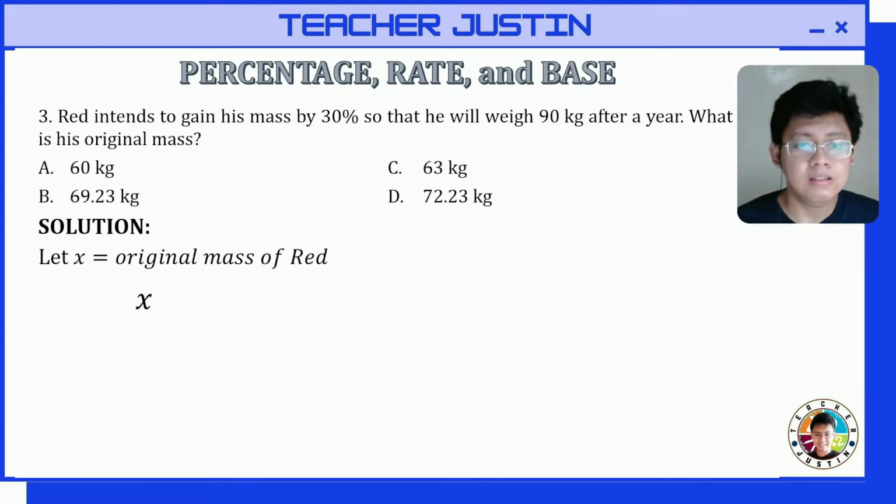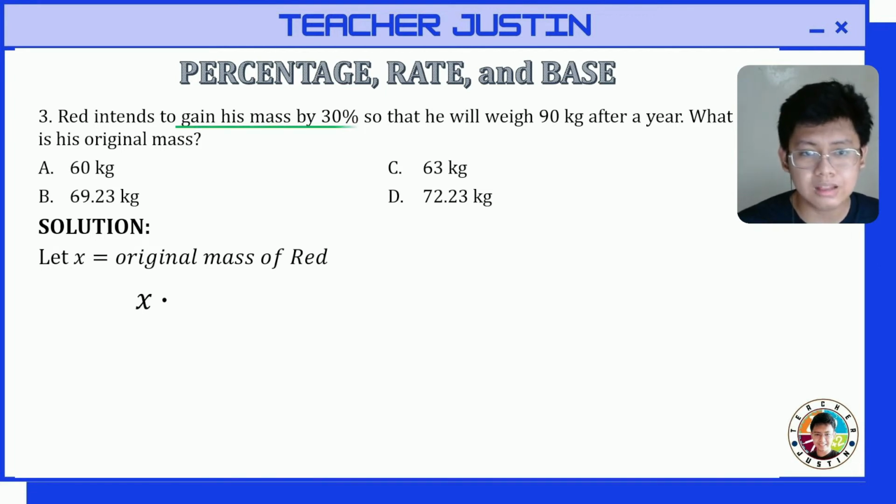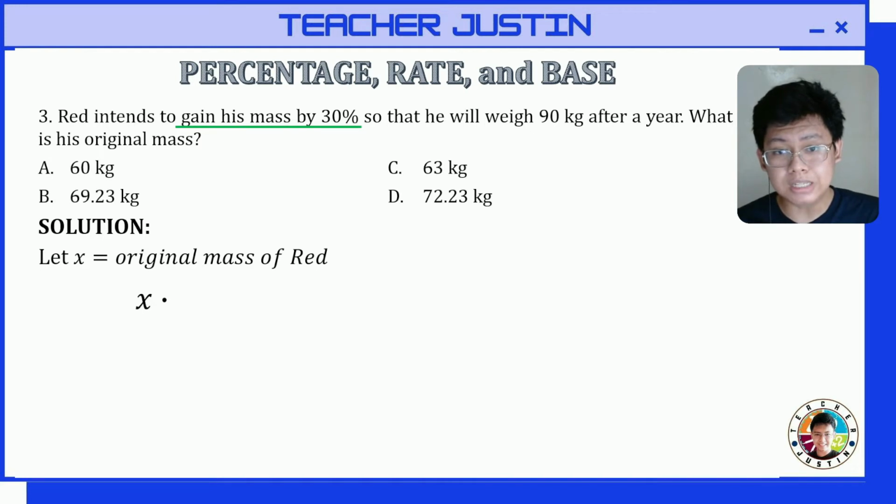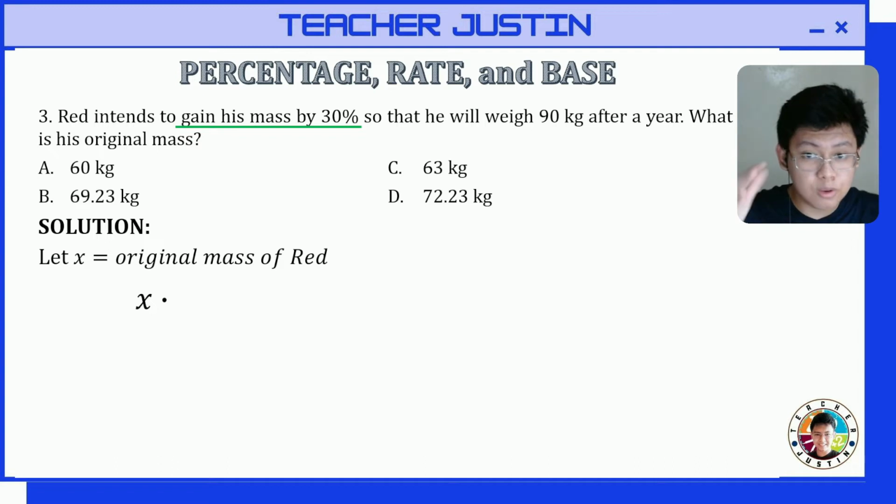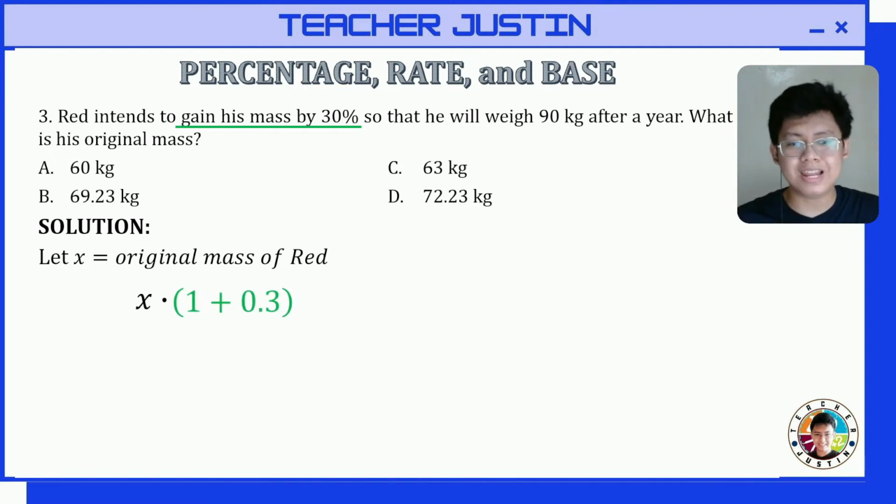Okay. Then, let's read our problem. Red intended to gain his mass by 30%. Ibig sabihin, gusto niyang madagdagan yung weight niya by 30%. So, mag-i-increase yung weight niya ng 30%. So, to translate that, gain his mass by 30%, yung original weight niya, which is 100% of his weight, madadagdagan pa ng 30%. So, we will translate it as 1 plus 0.3. So, 1 plus 0.3 will be the translation for gain his mass by 30%.